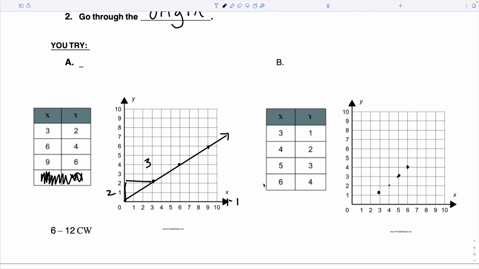B is not proportional, Max. Tell me one reason why. Because it doesn't go through the origin. It does have a constant rate of change. However, it does not go through 0, 0. This would be no. A would be yes.